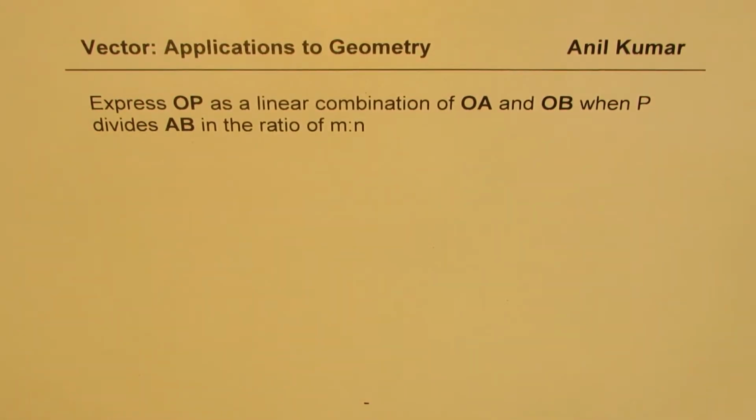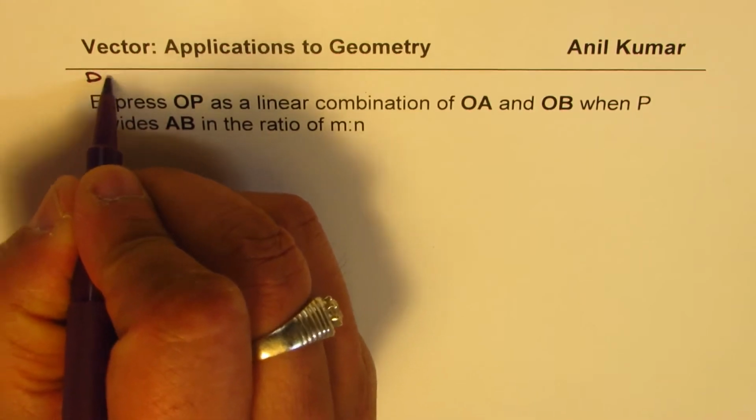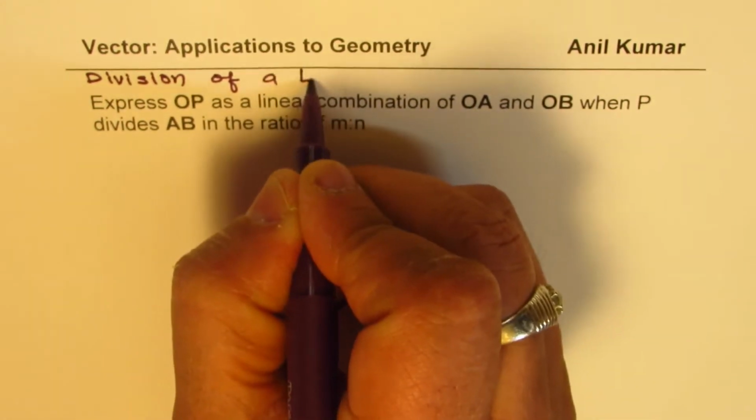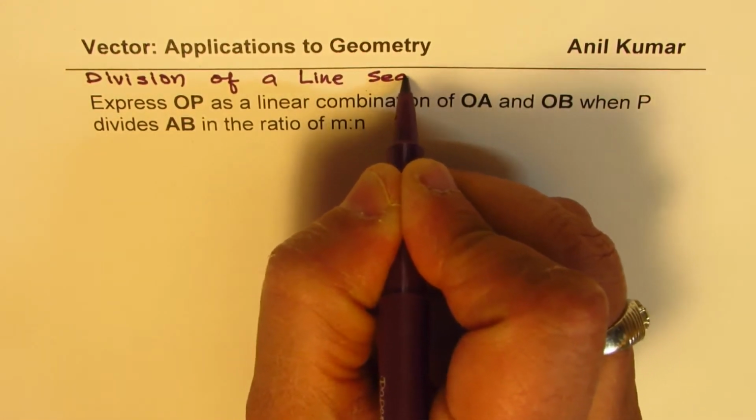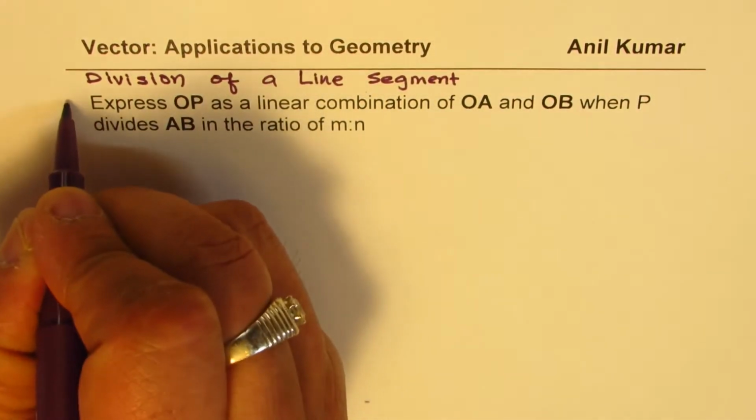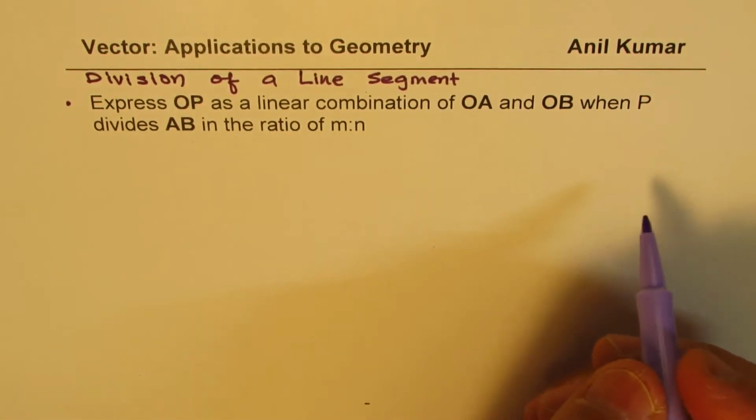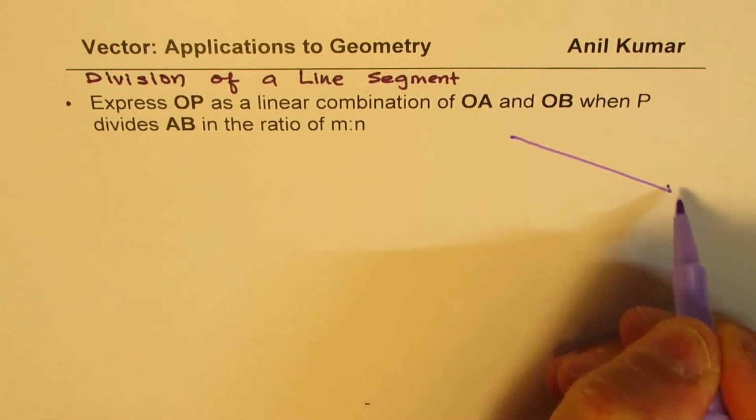We'll take a few applications to geometry in this particular video. Let's begin with a very important concept which is also referred to as division of a line segment. So let me write down here: division of a line segment. The question could be something like this: express OP as a linear combination of OA and OB when P divides AB in the ratio of m:n. Now we'll derive a very standard formula which will be utilized in solving many questions.